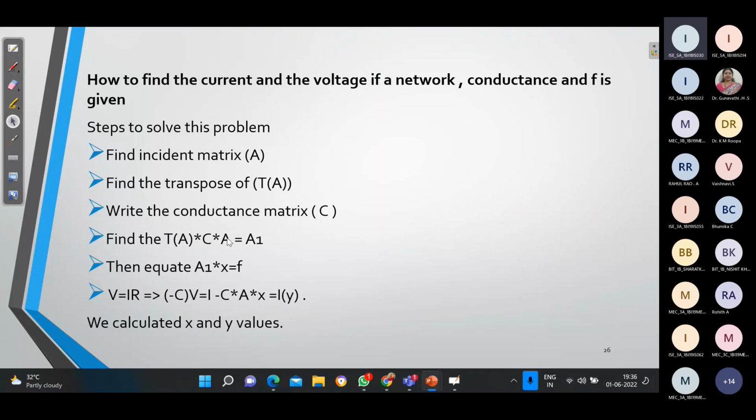Then A transpose CA is equal to A1. This is already taught in Kirchhoff's laws. Then we equate A1x equal to F. Some potentials will get added, some sources, so it will be equal to F. Then voltage: V is equal to I into R. I is nothing but the conductance, minus C we will substitute, and V we write as Ax. So minus CAx will be equal to the voltage. From this we'll get the x and y values.